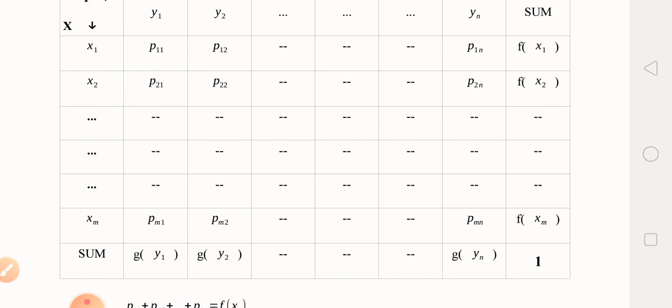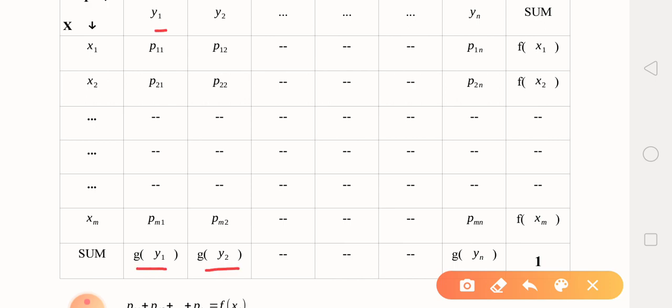Now note that this f of x1 is the probability when X equal to x1, f of x2 is the sum of probabilities when X equal to x2, so on. And in the same way, g of y1 is the sum of probabilities when Y equal to y1. g of y2 is the sum of probabilities when Y equal to y2, so on.